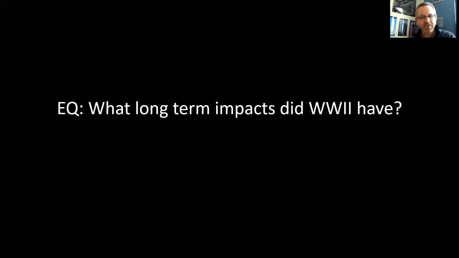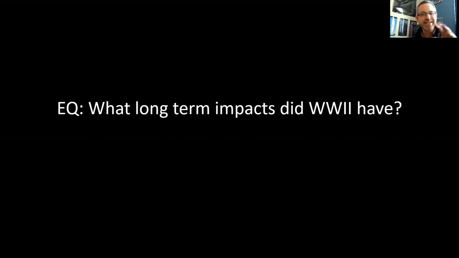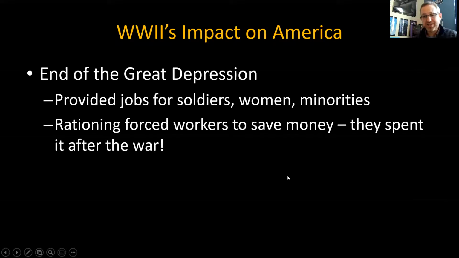And I will say this, standard 7.4 is technically about long-term impacts of the war. And the first thing that it dives in talking about is the positive impact, which is that the Great Depression is over. It's not like we end the war and we're still in the middle of this, because we have jobs for almost everybody. Whether you are white, black, male, female, we can find a job for you.